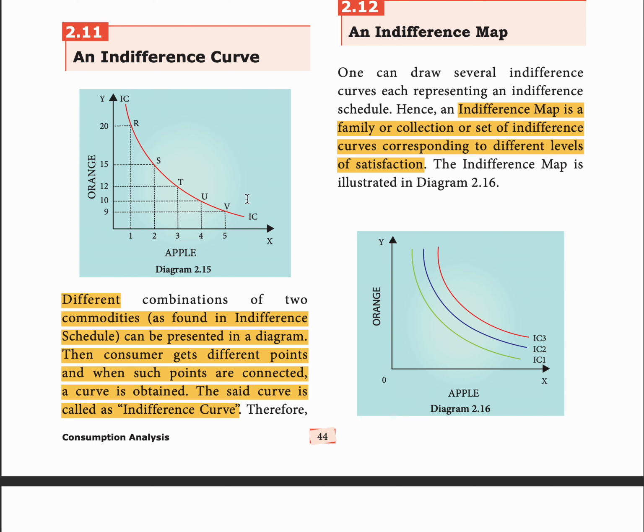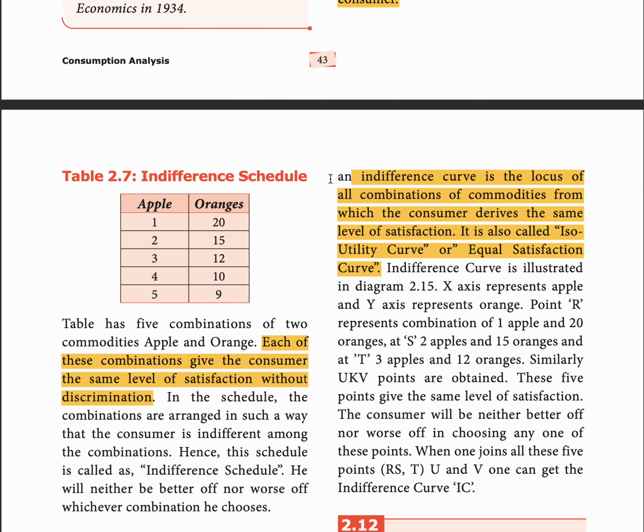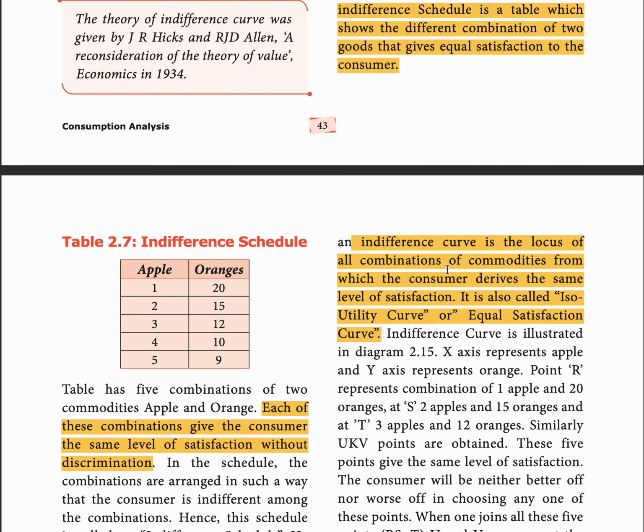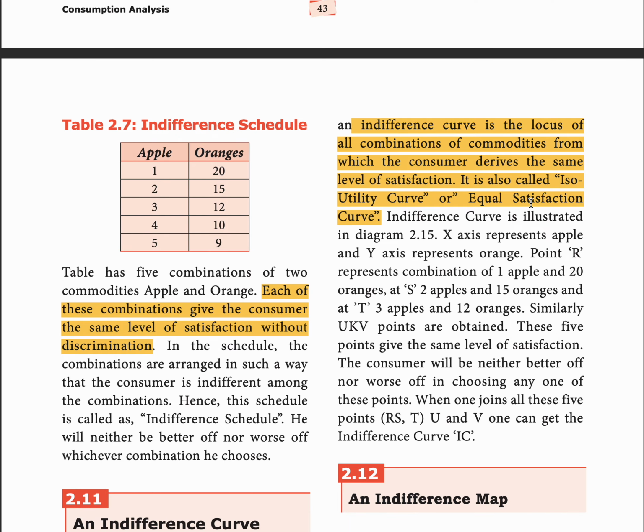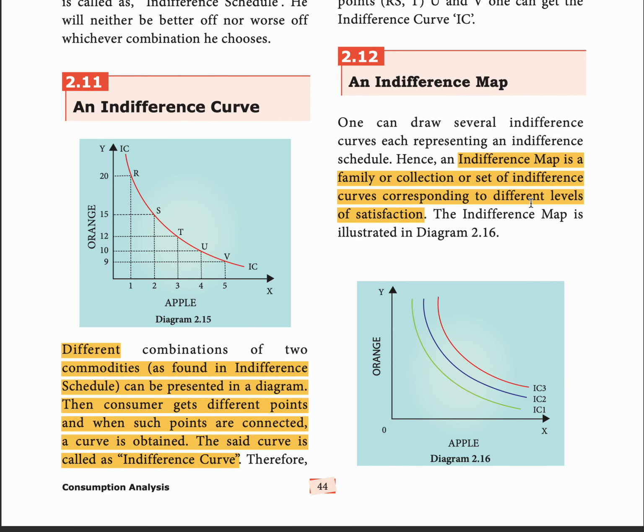This curve basically shows the different points of orange and apple at the same level of satisfaction that the consumer is getting, and we plot all these points and join them, then we get this curve, which is called the indifference curve. So what is an indifference curve? It is basically a locus of all combinations of commodities from which the consumer derives the same level of satisfaction. It is also called the utility curve or equal satisfaction curve.